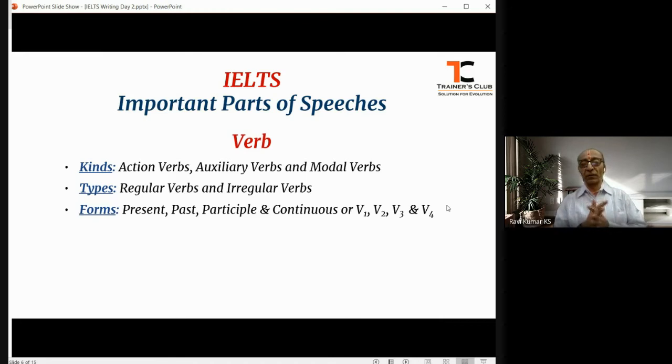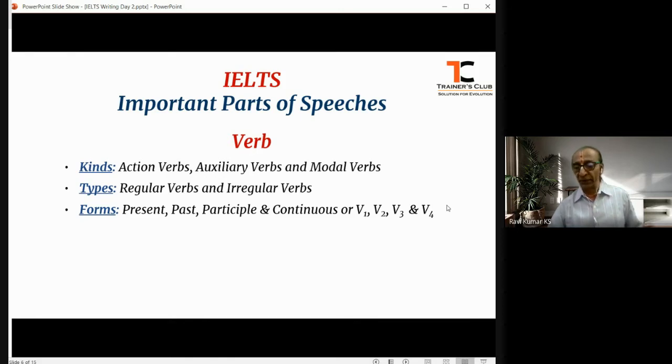Then we are going into the main thing that is important for us in English, that is the verb. So, what are the things in the verb that one has to understand to identify and to use the right verb in the right manner? The first thing is the kinds of verb every one of us should understand. What are the kinds of verbs? Right? There are three kinds.